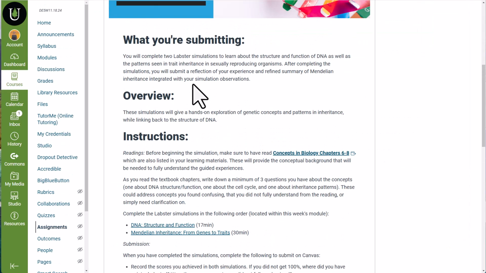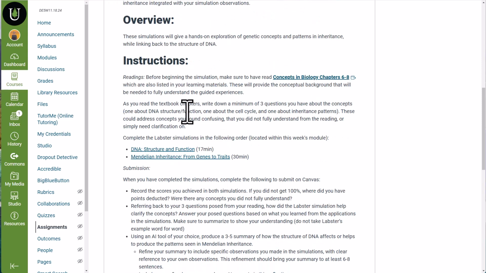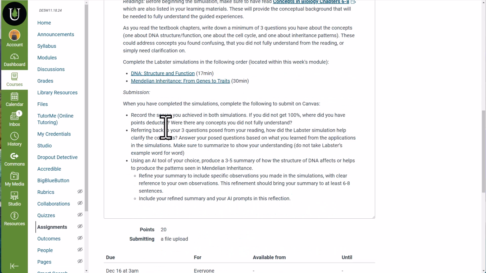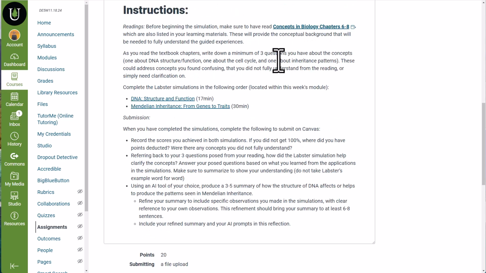In assignment 1, after you've read through the chapters, it's asking you to write down a minimum of 3 questions about the concepts that you've learned. Then you're going to go through a couple of Labster simulations. The first one is on DNA structure and function, and then the second one is on Mendelian genetics. What you will submit here is your scores, where you missed points and why. You'll go back to the 3 questions that you came up with as you were reading the chapters and answer those questions based on what you've learned in the Labster simulations.